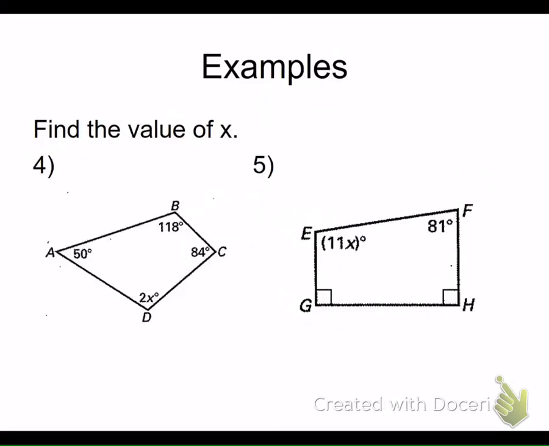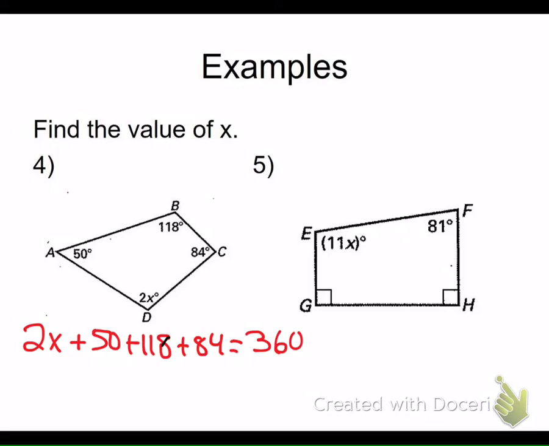All right, so these are the ones where I guess you could do 360 minus, and then set that angle equal to 2x, but I'm just going to write the equation from the very beginning. So I know that these four angles, 2x and 50 degrees and 118 degrees and 84 degrees, should all add up to 360. How would I solve that equation?